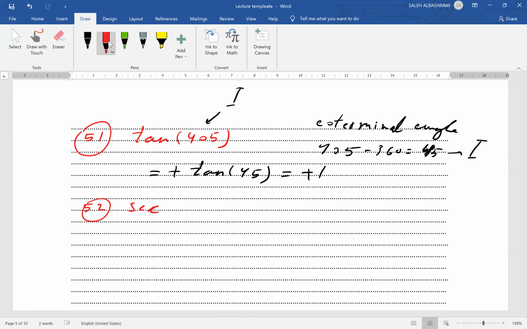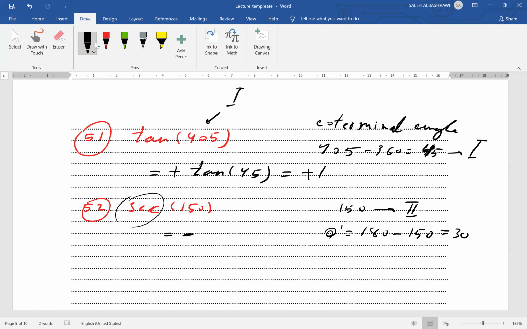Secant of 150. Now 150 is in the second quadrant, and the reference angle is theta equal to 180 minus 150, which is equal to 30. So the reference angle is equal to 30. And we know that the secant is negative in the second quadrant.